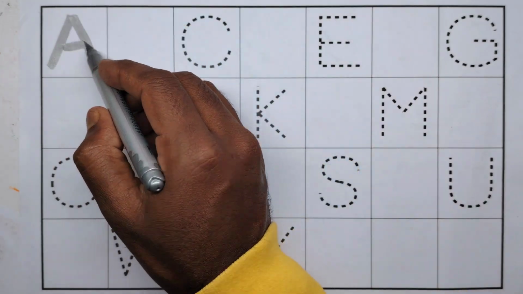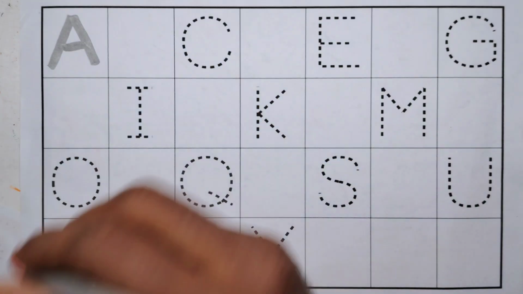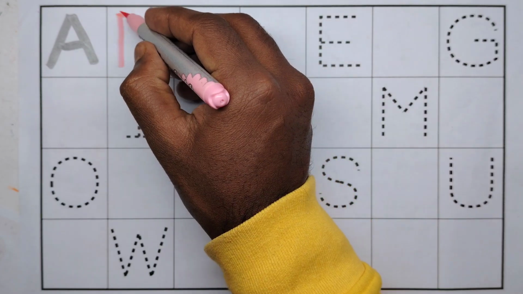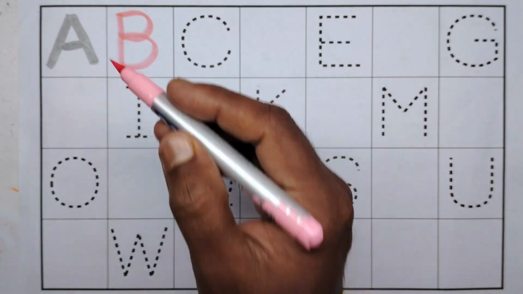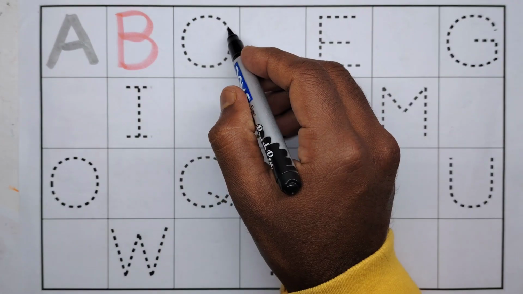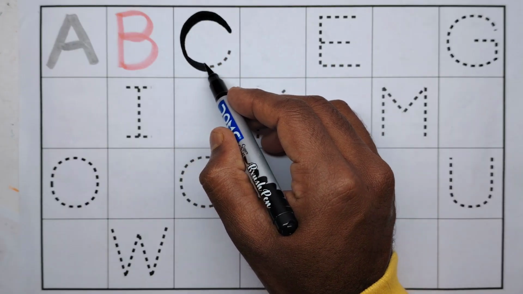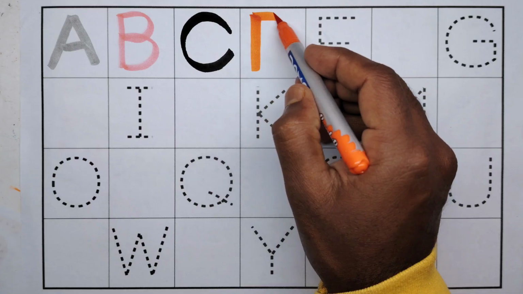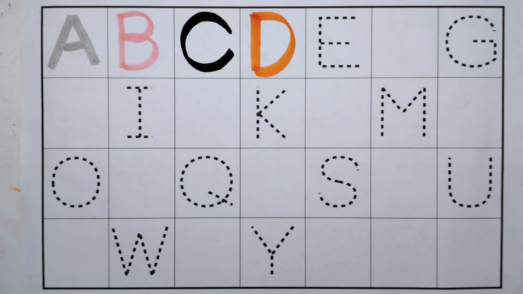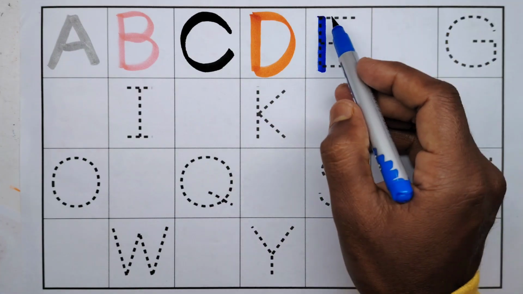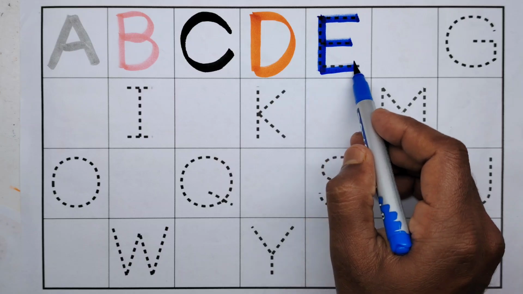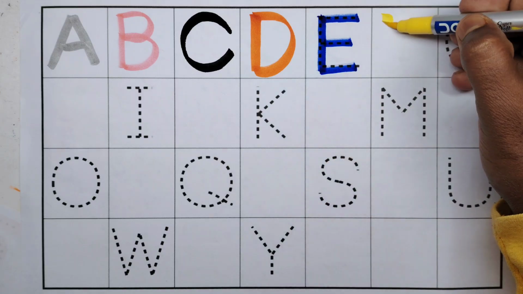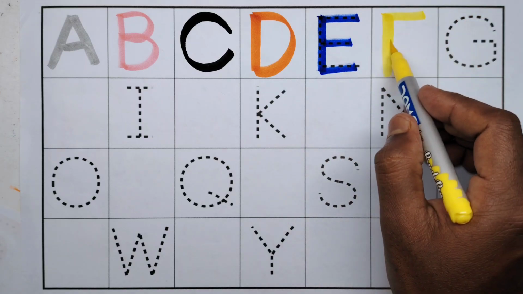A for apron. B for bus. C for cow. D for doll. E for egg. F for fish.